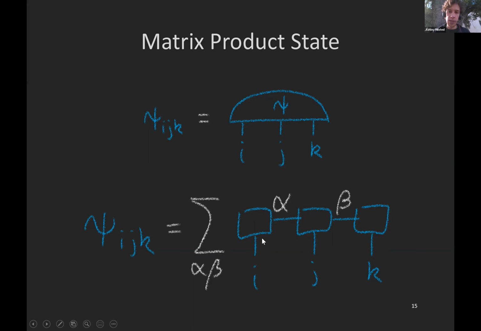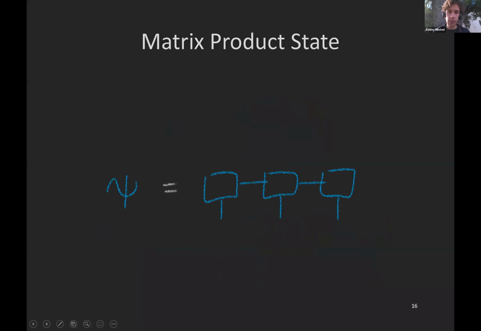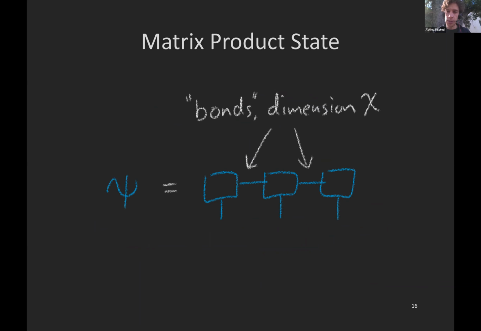So you can represent any state, any wave function psi ijk in this form, as long as you make these bond dimensions sufficiently large. So we'll often just use this unadorned notation to represent a matrix product state. These are the bonds, and often the dimension is denoted chi in the literature. These legs represent the spins or the lattice sites.